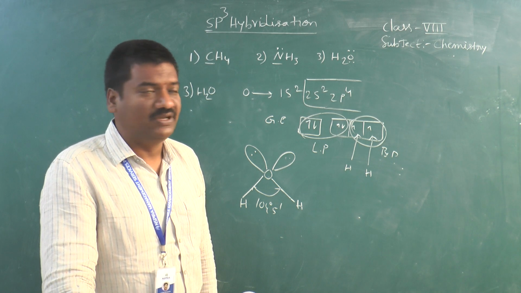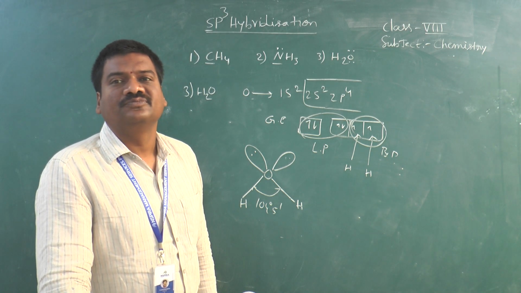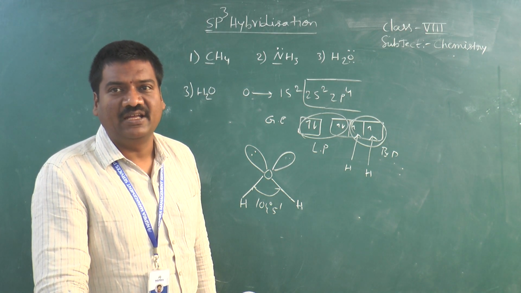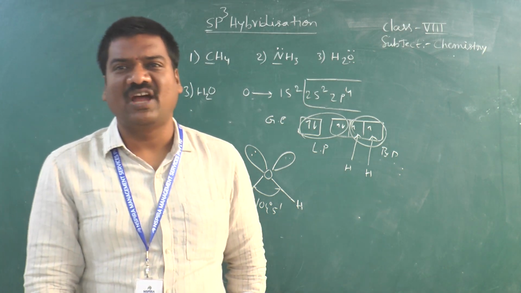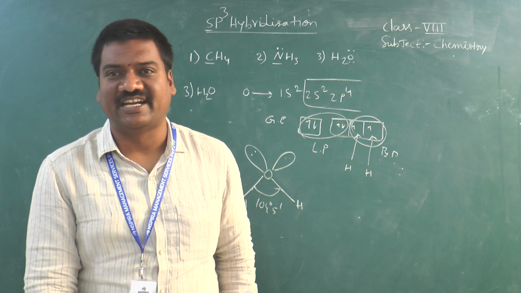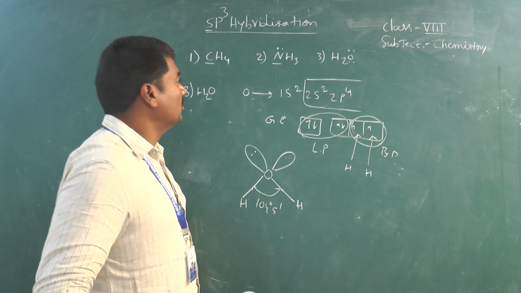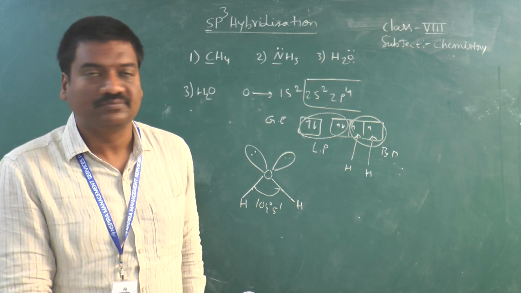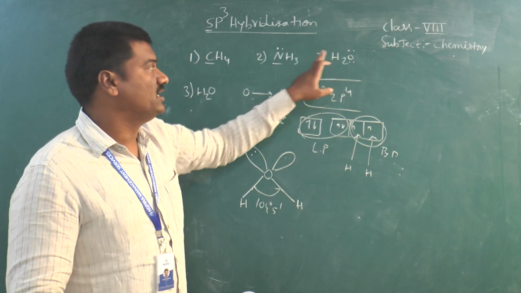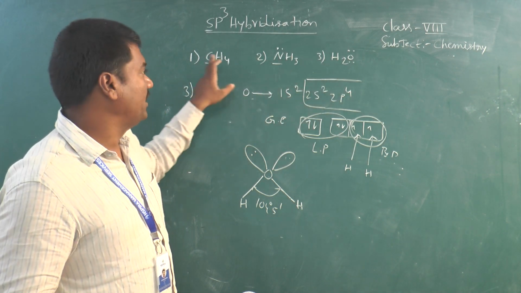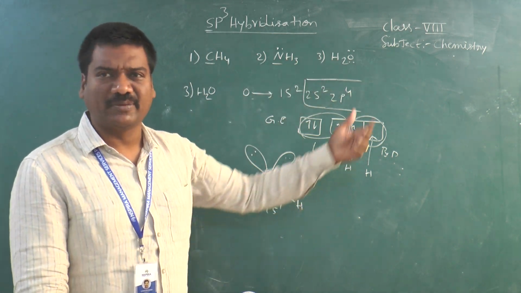Suppose for example a second question is asked like this: in the central atom of which molecule, how many lone pairs of electrons and how many bond pairs of electrons are present? The options are CH4, NH3, H2O. Lone pairs and bond pairs both are there in the water molecule. In NH3 also lone pair and bond pair are there, but in CH4 only bond pairs of electrons are there. So I can take the second and third options, or the fourth option, all the above.